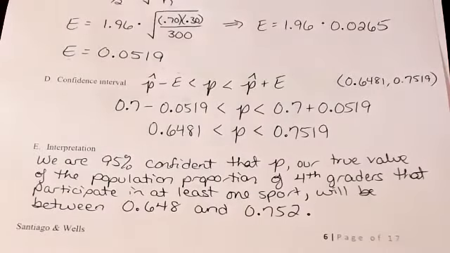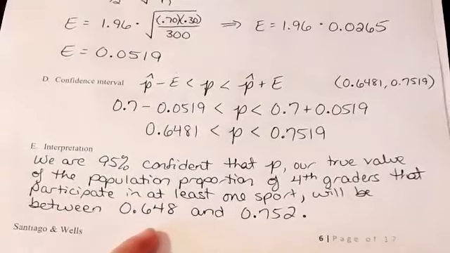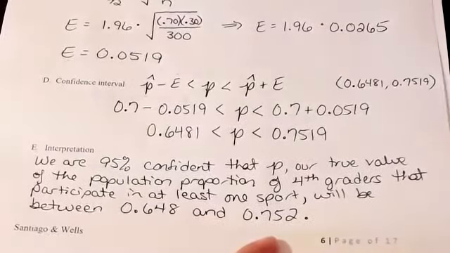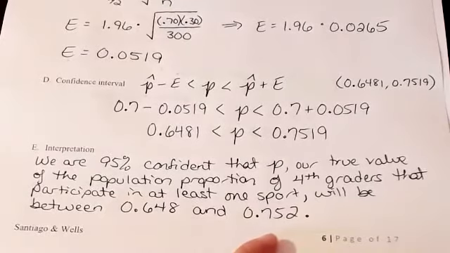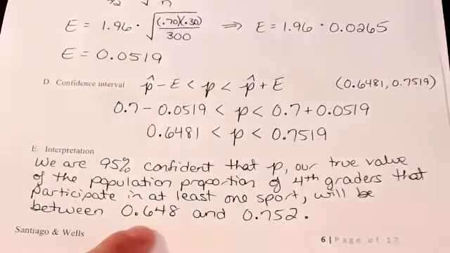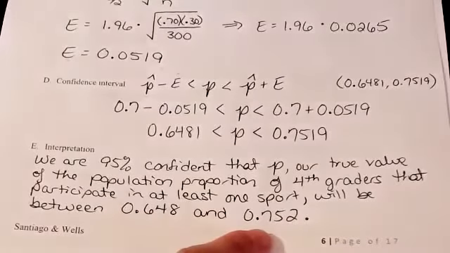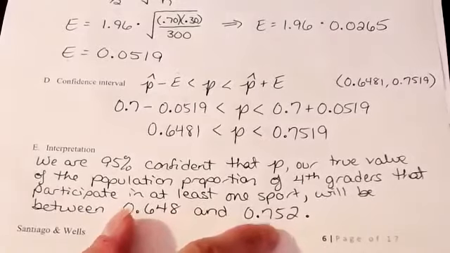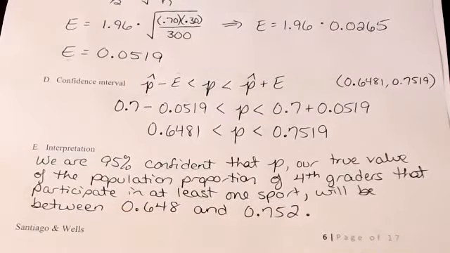This means we are 95% confident that 64.8% of students, all the way up to 75.2% of students will have participated in at least one sport. So out of all the fourth graders, we're expecting that 64.8% of them, up to 75.2% of them, will be the true population proportion of all fourth graders that participate in at least one sport.